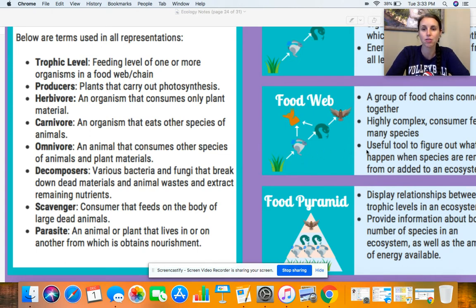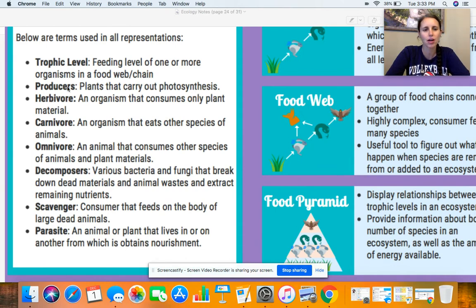So it's an entire feeding level, and there'll be a trophic level on top and a trophic level below. Kind of hard to understand until we look at a food chain or web. I'll make sure I point out the trophic levels then. Producers, you might have heard this term in elementary school. A producer are plants that carry out photosynthesis. So producers are always plants. Plants always carry out photosynthesis, and photosynthesis is how energy is going to enter in these food chains.